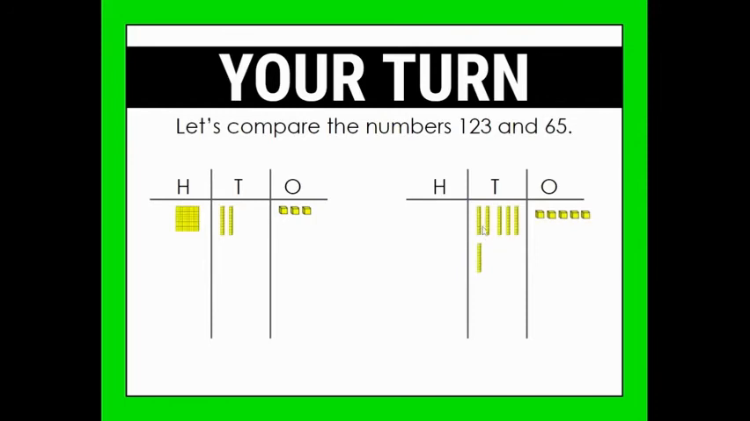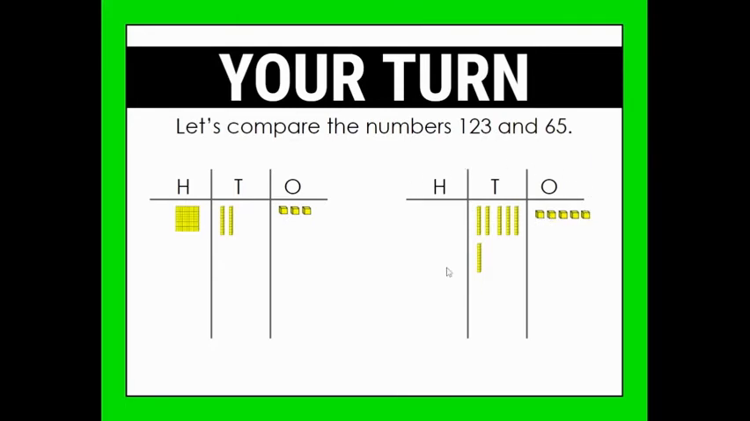So now I have 1, 2, 3, 4, 5, 6 tens. 1, 2, 3, 4, 5 ones. All right, so let's compare these. I look at my hundreds first, right? So over here for 123, I can see I have 100.